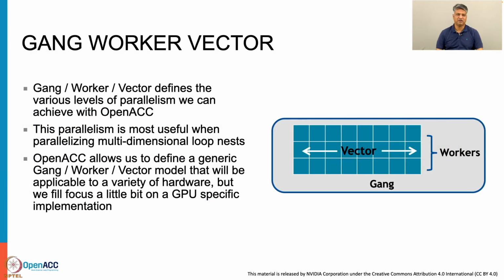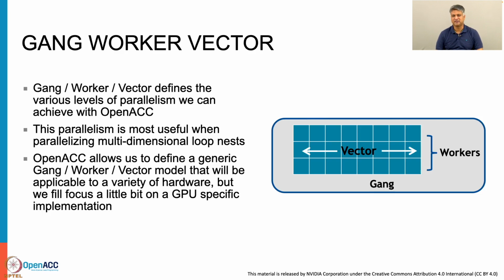Next, you have gang, worker and vector. Gang, worker and vector define the various levels of parallelism we can achieve in OpenACC. The parallelism is most useful when you're parallelizing multi-dimensional loop nests. OpenACC will allow us to define a generic gang worker vector model that will be applicable to a variety of hardware, but we will focus on the GPU specific implementation.